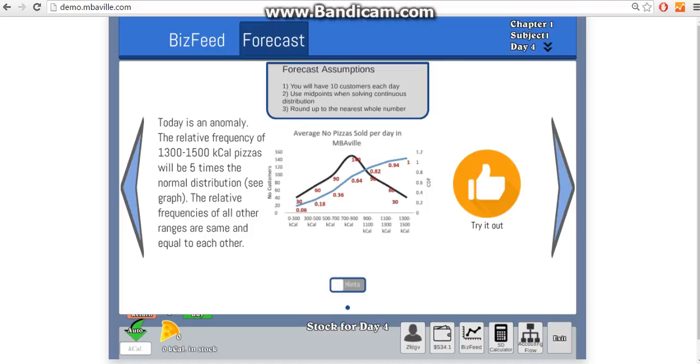So here in this forecast for day 4 we say that today is an anomaly. This is the usual frequency distribution in MBAville, but today is an anomaly and the relative frequency of 1300 to 1500 calorie pizzas will be 5 times the normal distribution. So usually the relative frequency of 1300 to 1500 is 30 divided by the sum of all these, which is 30 divided by 500, which is 0.06, but today we say that it will be 5 times that, so it's 0.06 times 5, which is 0.3.